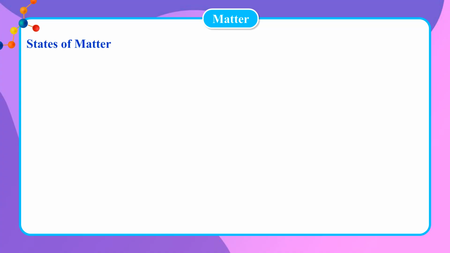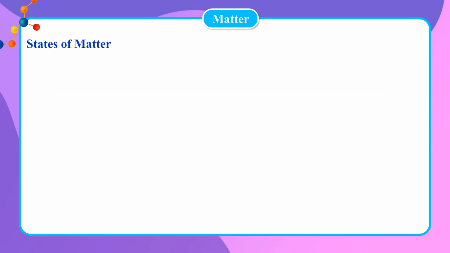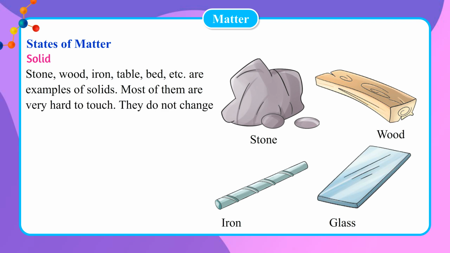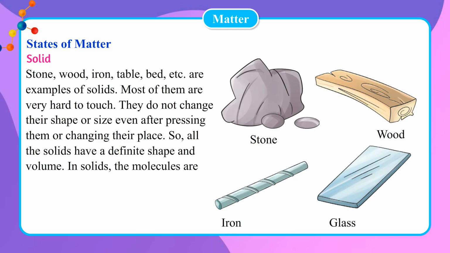States of matter. There are 3 states of matter. These are solid, liquid and gas. Solid. Stone, wood, iron, table, bed, etc. are examples of solids. Most of them are very hard to touch. They do not change their shape or size even after pressing them or changing their place. So, all the solids have a definite shape and volume. In solids, the molecules are closely packed.